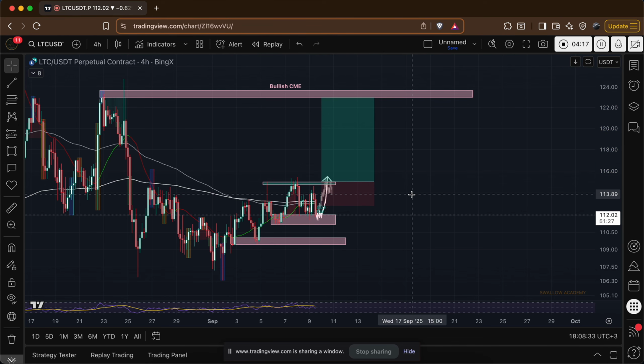Now we have a trade setup for the 30-minute time frame and a trade setup for the 4-hour time frame. Both of them are bullish. So without keeping this video any longer, that's it for today.